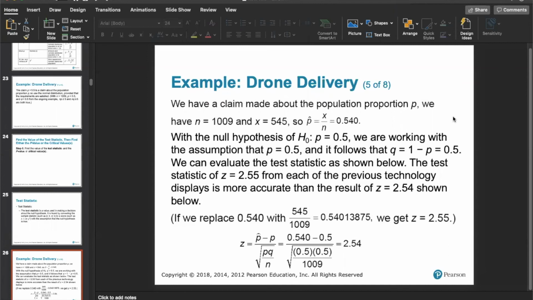So we can set up our null hypothesis, since we're looking at our proportion being greater than 0.5. We have to get over that threshold of the 50%. So if we're working with that assumption, we can solve for q as 0.5 also, because we're just doing 1 minus p. So we can plug all of our information into our z test statistic formula to get a z-score of 2.55.